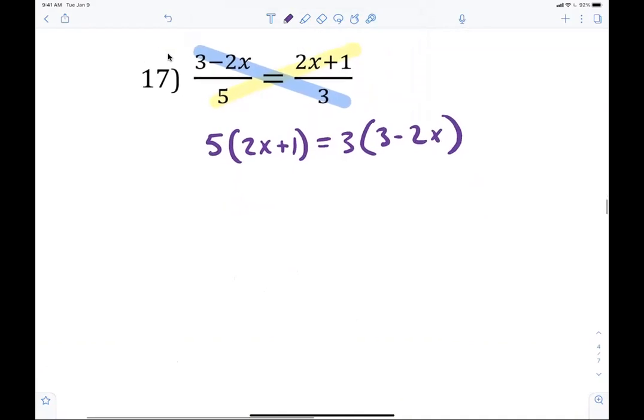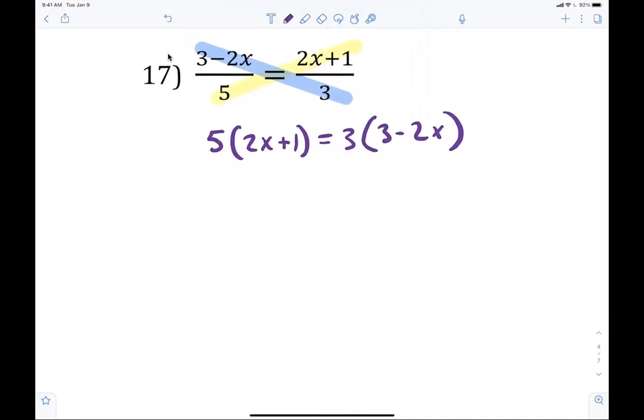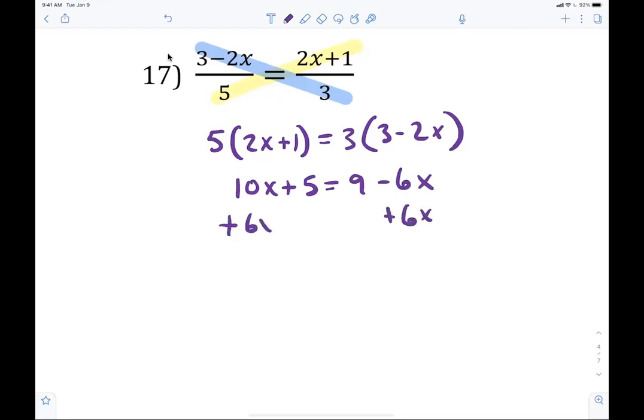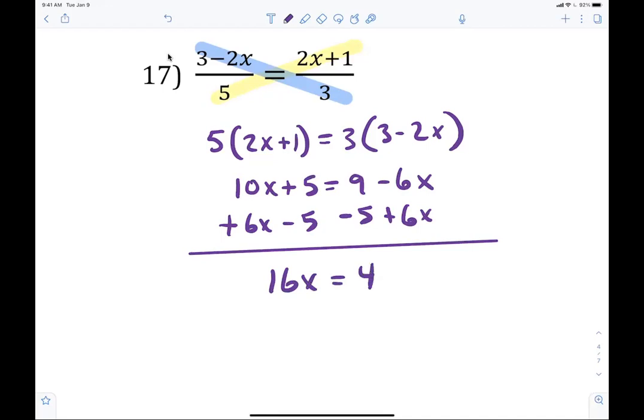Now, can I divide by anything here first? Hello, can I divide by anything first? No, because 5 and 3 can't be divided evenly. So now we just distribute the 5. So I have 10x plus 5 equals 9 minus 6x. Add 6x, minus 5, 16x equals 4. Now, of course, everybody puts down 4 here.